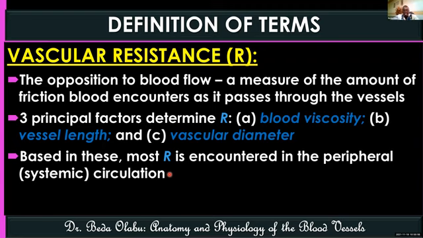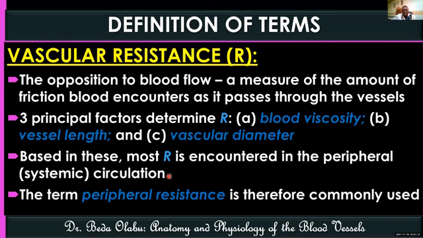I want you to understand, therefore, that even though we are saying vascular diameter is a major determinant of resistance, much of that resistance is experienced away from the heart rather than closer to the heart. And so the term we commonly give resistance is peripheral resistance, because that's the one that is most significant, peripheral resistance. I hope you've understood resistance.